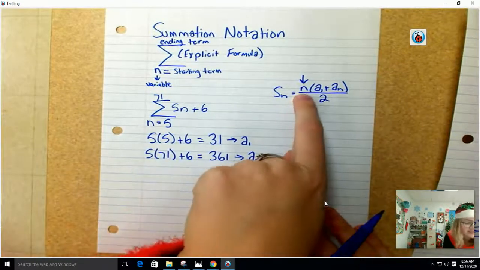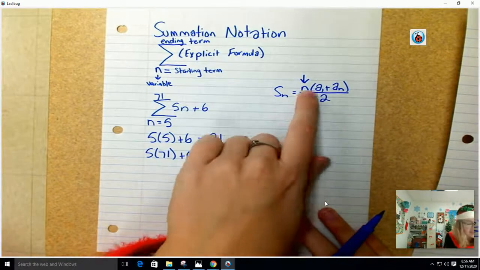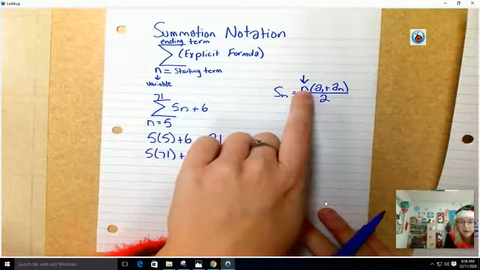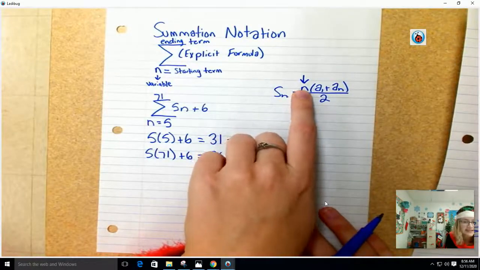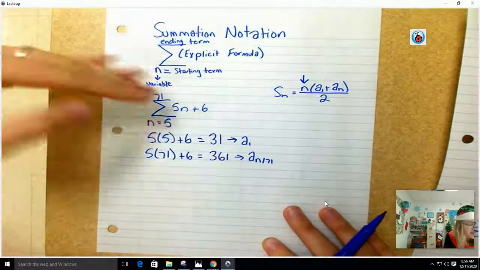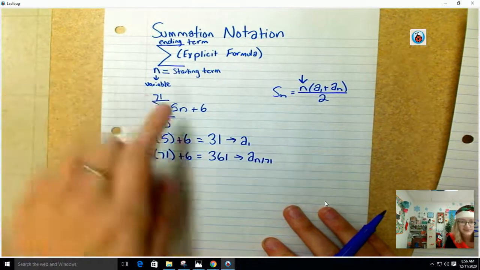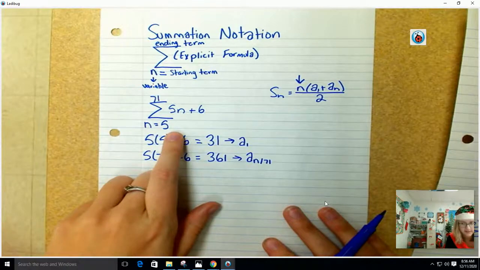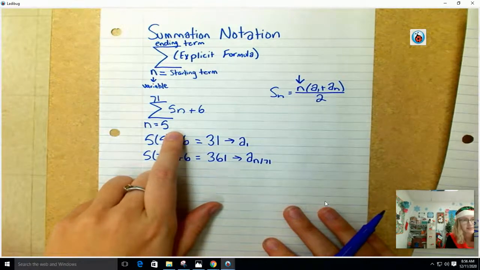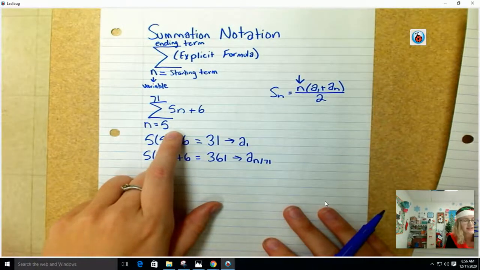So your n right here is not 71, because this wants you to have the total number of elements that are in that sequence. If we start at 5 and go to 71, there's not going to be 71 terms, because I didn't start at 1. So that doesn't make sense. Kind of play that back, because I know that is kind of confusing.